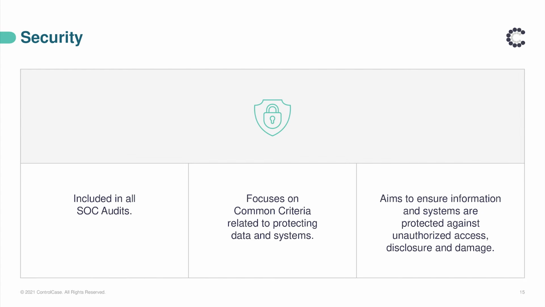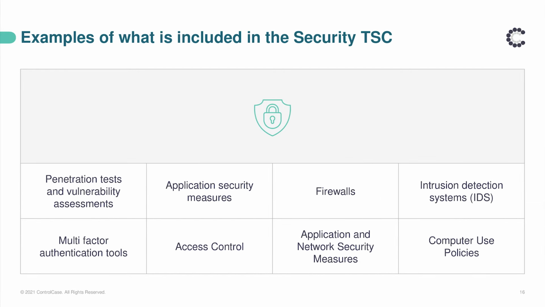The security aspect of it is normally also referred to as the common criteria. It is included in all SOC engagements. It focuses on protecting and securing the data and the systems housed within your information management system or your environment. Examples of what you might see included in this trust service criteria, what things you might have to accomplish to correspond to security, are items such as vulnerability testing, penetration testing, access controls, physical security, intrusion detection systems.